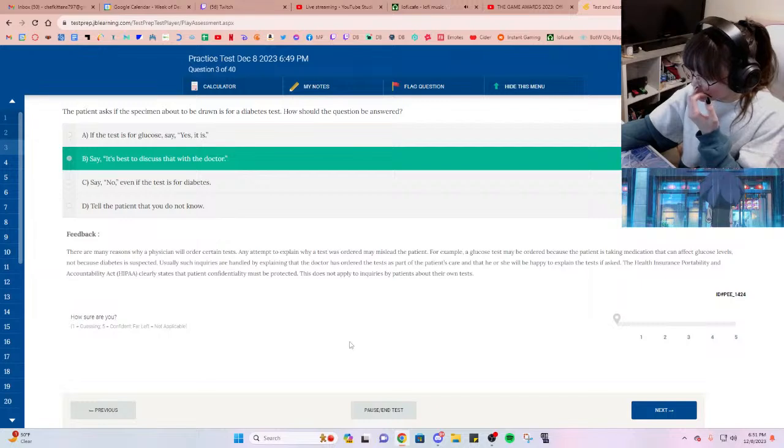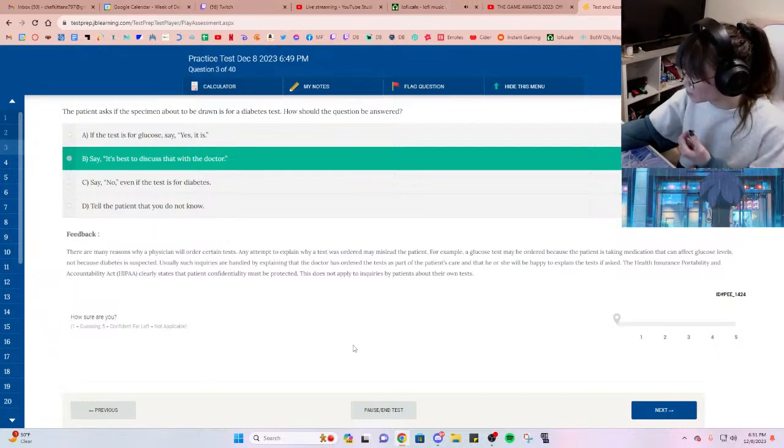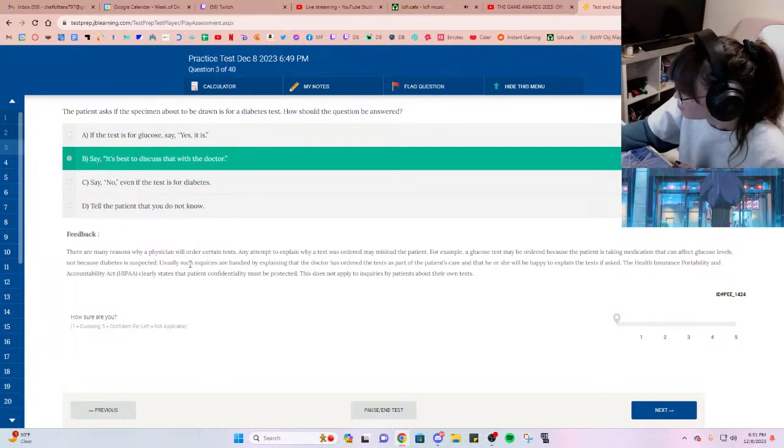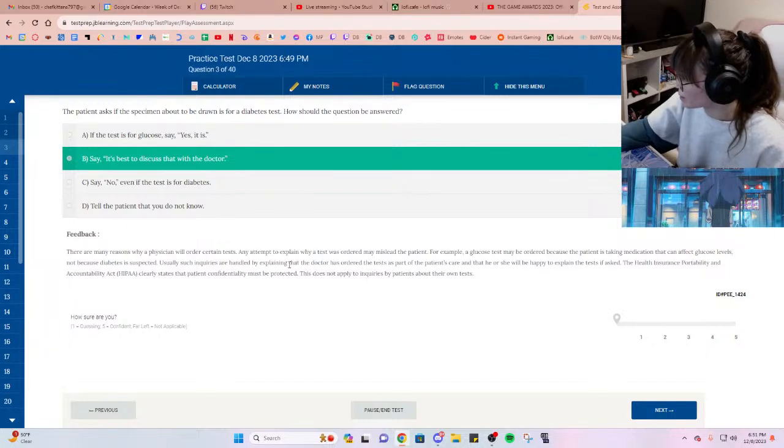There are many reasons why the physician will order certain tests. Any attempt to explain why a test is ordered may mislead the patient. For example, a glucose test may be ordered because the patient is taking medication that can affect glucose levels, not because diabetes is suspected. Usually such inquiries are handled by explaining that the doctor has ordered the test as part of the patient's care and that he or she will be happy to explain the test if asked. The Health Insurance Portability and Accountability Act clearly states that patient confidentiality must be protected. This does not apply to inquiries by patients about their own tests. Okay.